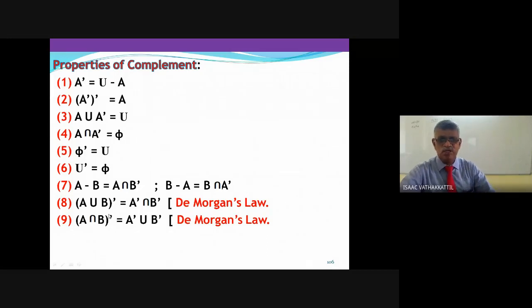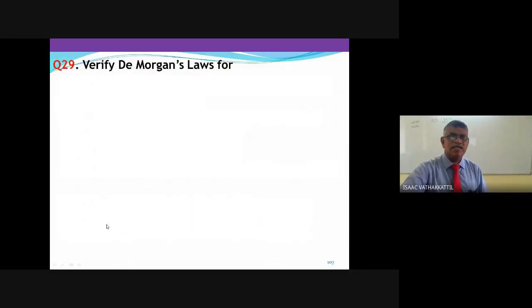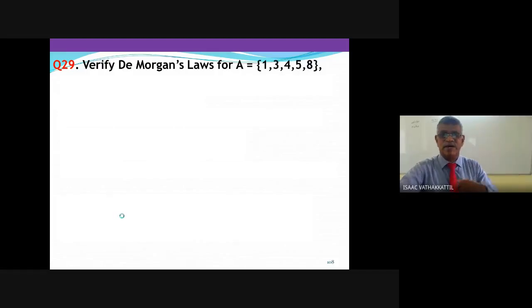A union B union C whole dash will be A dash intersection B dash intersection C dash. Anyway, we don't apply it now, so I don't take it up. But you remember A union B whole dash is A dash intersection B dash, and A intersection B whole dash is A dash union B dash. Well, let us go for verification of De Morgan's law. Sir, can you explain the second property? I'm going to explain it by an example.